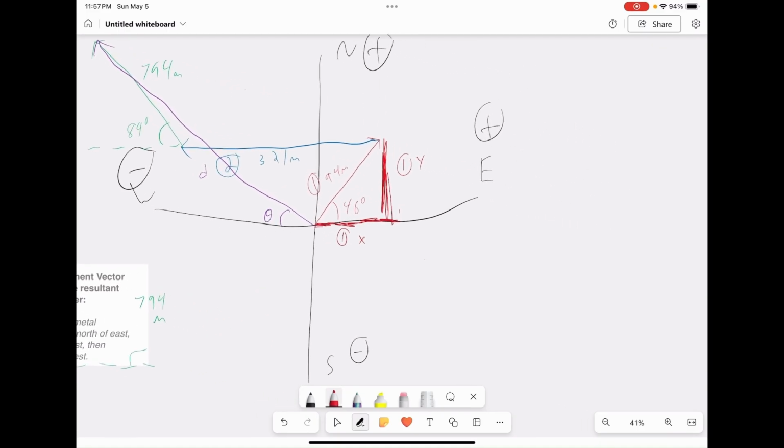So we're going to take cosine of 46 degrees, and we're going to take sine of 46 degrees. The side that is touching your angle gets the cosine, the other side gets the sine. So notice my x side is touching my angle, my y side is not. So cosine 46 times 94 will give me my x length, and sine 46 times 94 will give me my y component. Okay, so let's do that in a calculator right now. They're going to be close to the same.